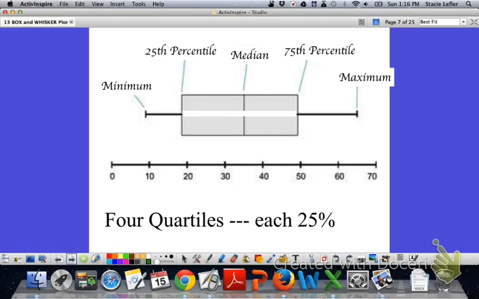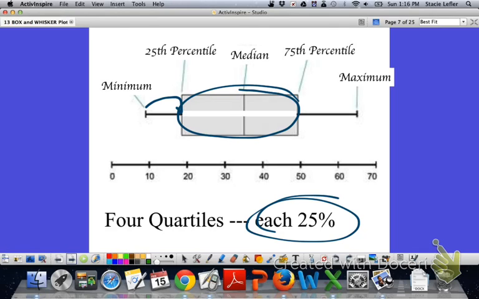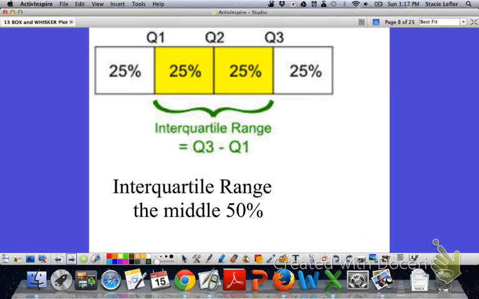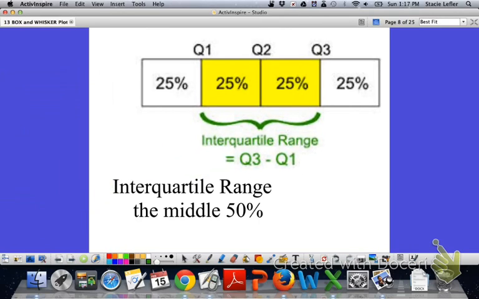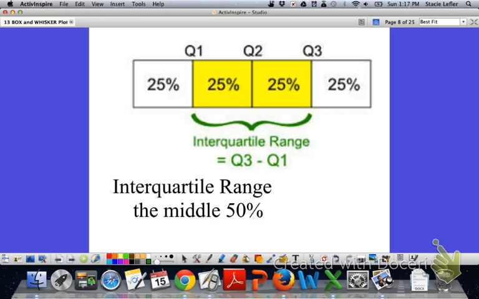Keep in mind, once again, that all four quartiles represent 25% of the data. So here's 25%, the first quartile. The inner quartile is the middle 50%, and then here's the upper 25%. So here's another way of looking at the quartiles and seeing that they're split into 25%, or fourths. And again, the interquartile range is that middle 50%.